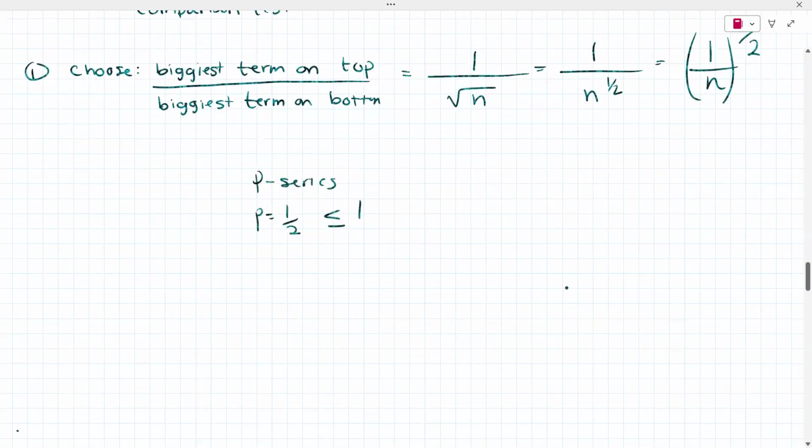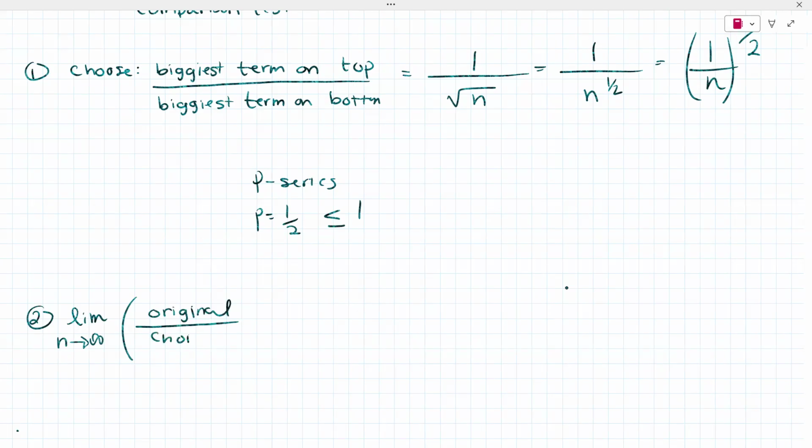So then step 2 is you're going to take the limit as n approaches infinity of original over choice, which is equal to a tangible number.